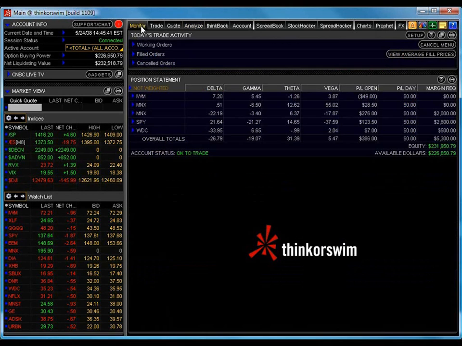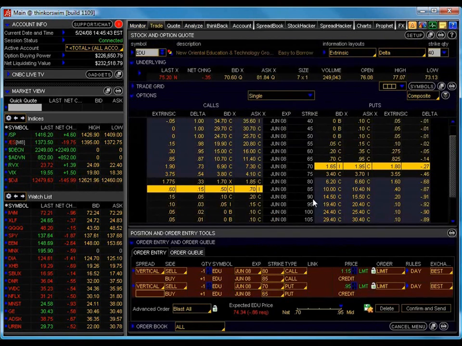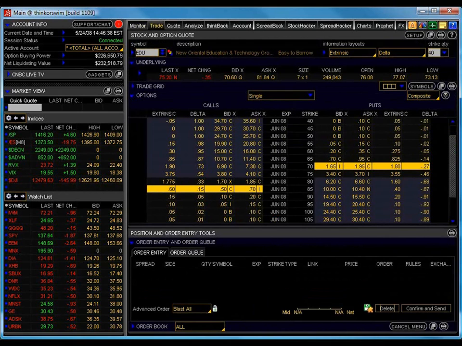That is an iron condor. That's all it is. An iron condor is the sale of an out-of-the-money vertical call spread and the sale of an out-of-the-money put spread, and that's all it is. So now that you've seen what an iron condor is, let's take a look at a calendar.